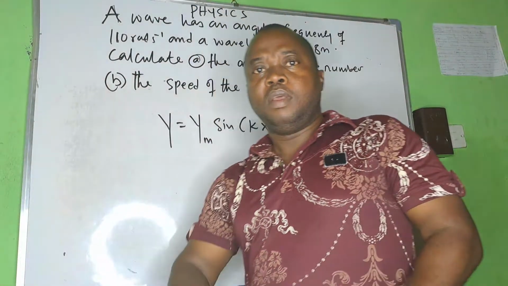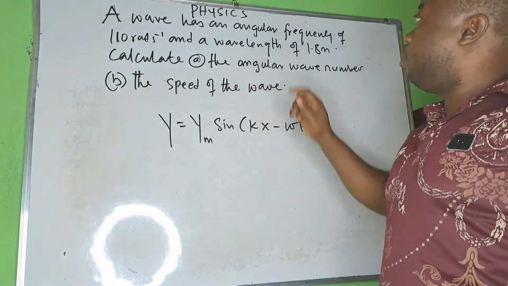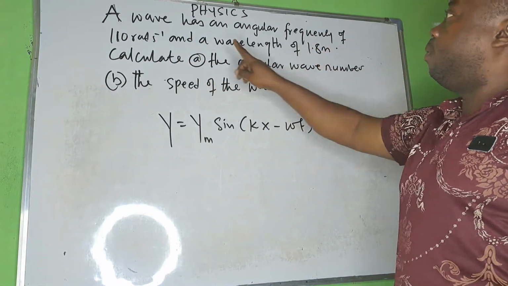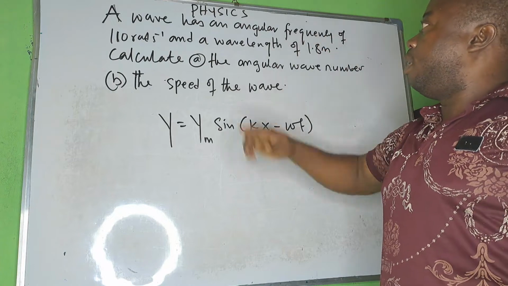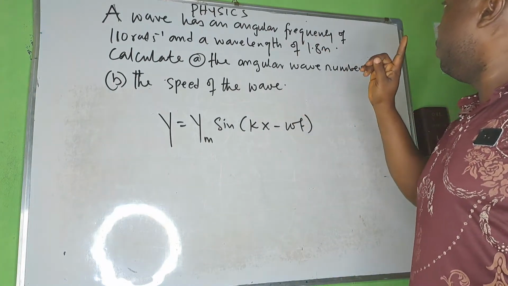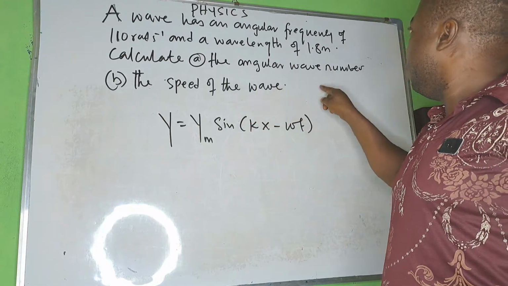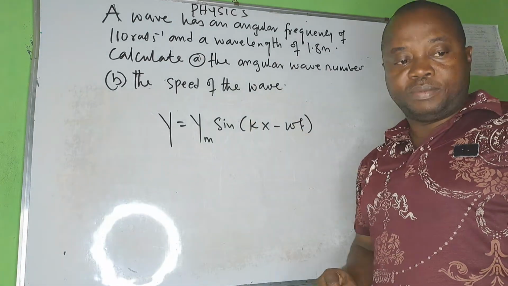Hi friends, let's solve this physics problem. It says a wave has an angular frequency of 110 radian per second and a wavelength of 1.8 meters. So we should calculate the angular wave number and the speed of the wave.